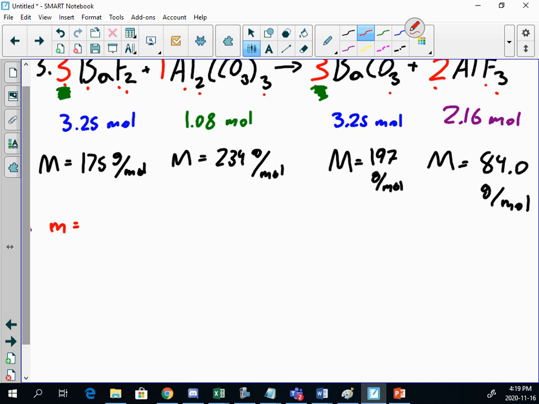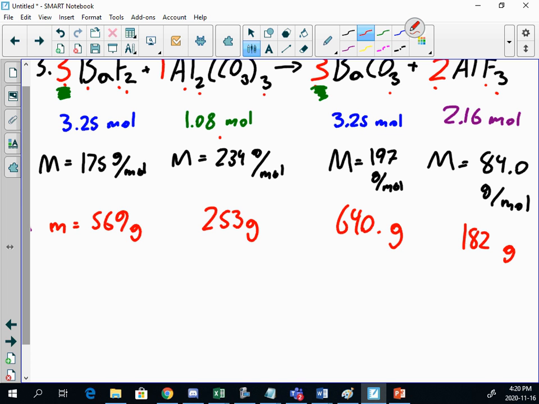So for example, 3.25 moles times 175 grams per mole, and that's going to give me a mass of 569 grams of my barium fluoride. Likewise, I'm going to get a mass of 253 grams of aluminum carbonate by multiplying here. I'm going to get a final mass of 640 grams of the barium carbonate and a final mass of 182 grams of the aluminum fluoride.